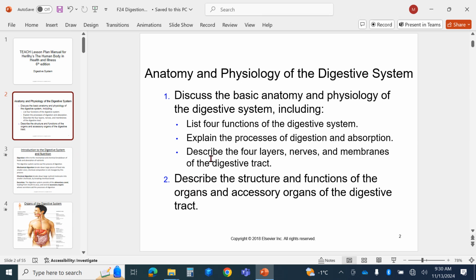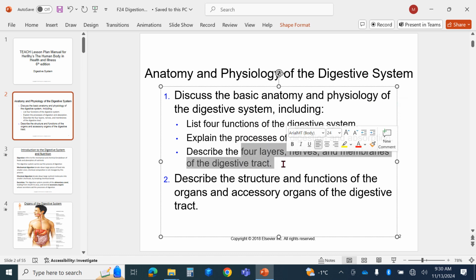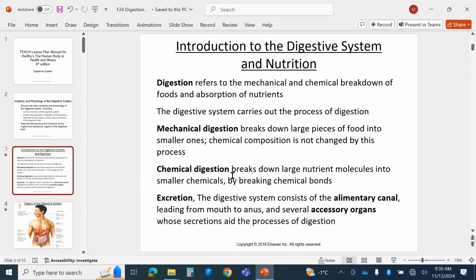So we'll look at the 4 different functions of the digestive system, and explain the process of digestion and absorption. We'll look at the 4 layers. We'll look at some nerves and membranes. Then we'll look at the accessory organs: pancreas, gallbladder, liver. These ones here. So digestion refers to mechanical and chemical breakdown of food.